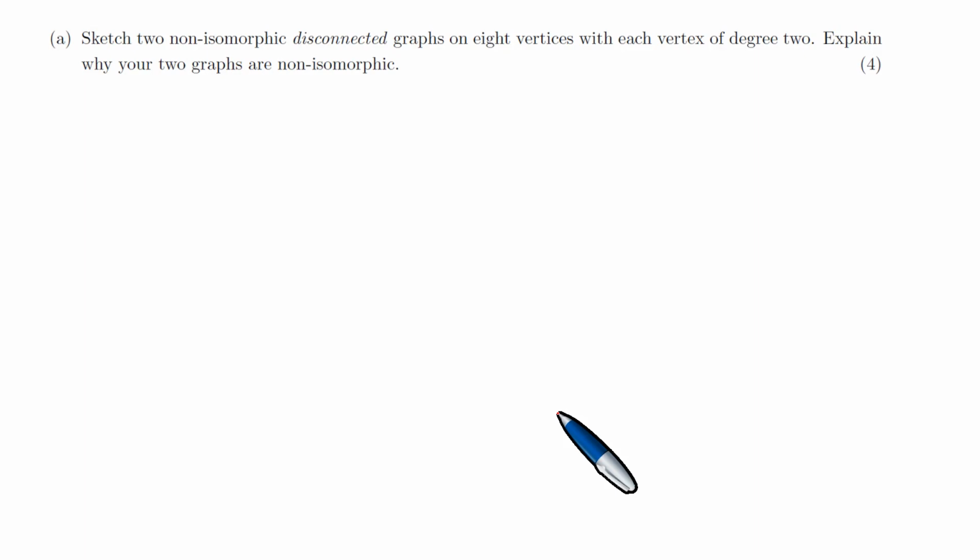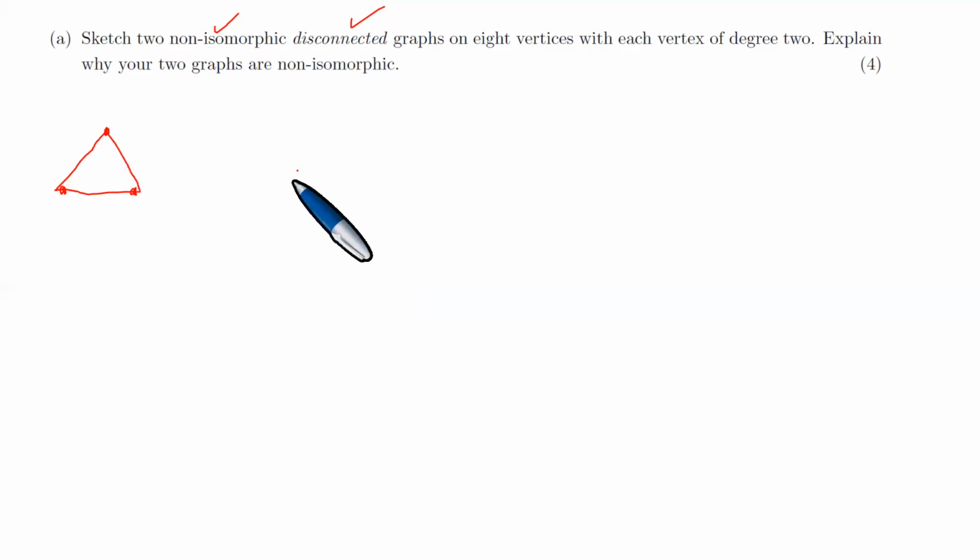Now, is it possible to sketch two non-isomorphic disconnected graphs on eight vertices? The word disconnected is coming in. I used the word disconnected at some point for a graph we drew that was in pieces, so the formal word is disconnected. But these graphs themselves must be non-isomorphic, and they must be on eight vertices with each vertex of degree two. Let's start. Now we can do this. Okay, so we draw this.